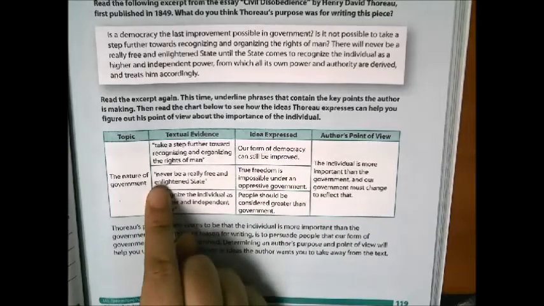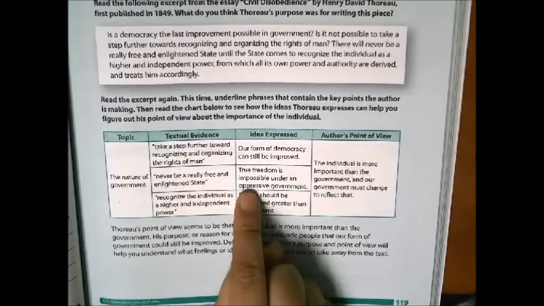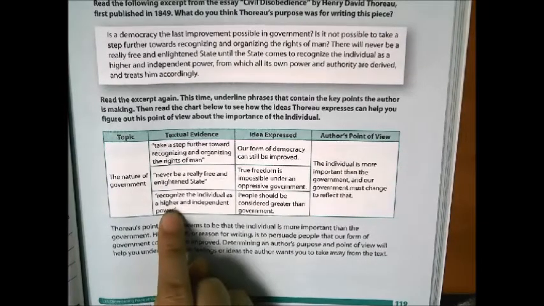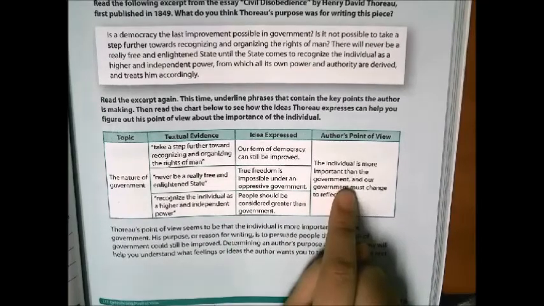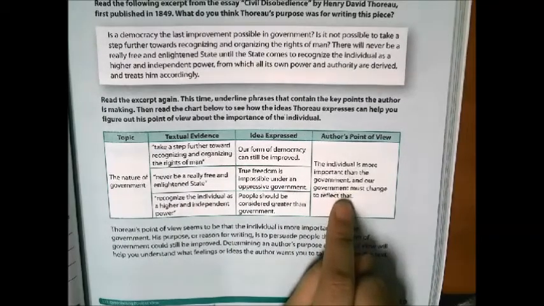The next piece of the text evidence says, "never be a really free and enlightened state," which means that true freedom is impossible under an oppressive government. Finally, the text says, "recognize the individual as a higher and independent power," which means people should be considered greater than the government. So from this, we can pull the author's point of view, which is the individual is more important than the government, and our government must change to reflect that.